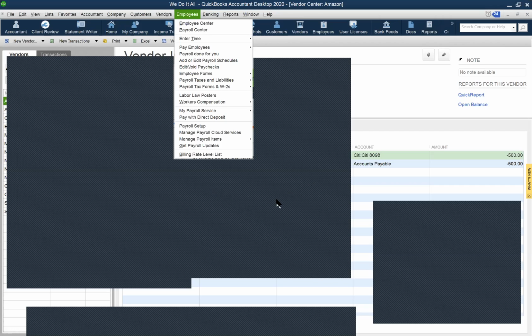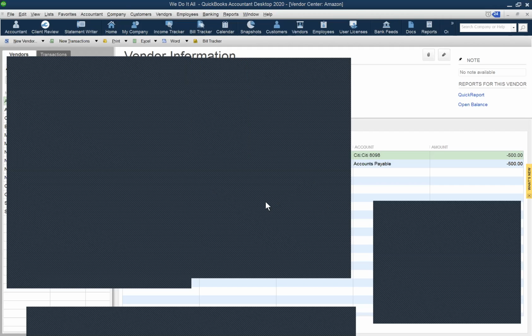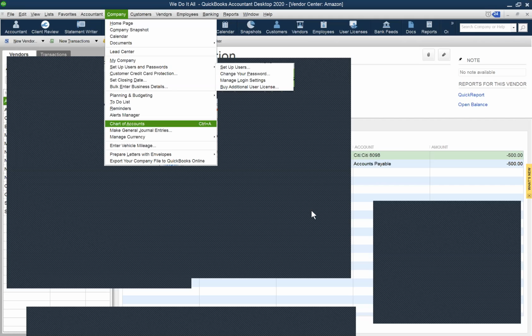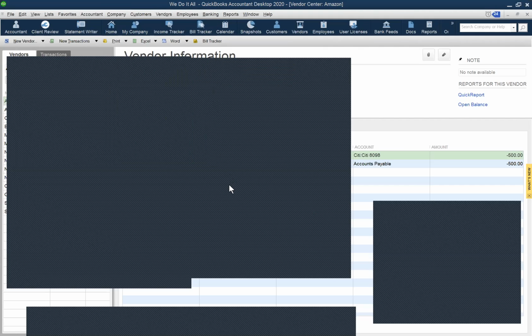How do you add a new user and password to QuickBooks? So the answer is B. You go to company menu drop down, and you go to set up users and passwords. Set up users. How intuitive is that? There's add a user and password. We go to set up users and passwords. Beautiful. The answer is B. Okay.